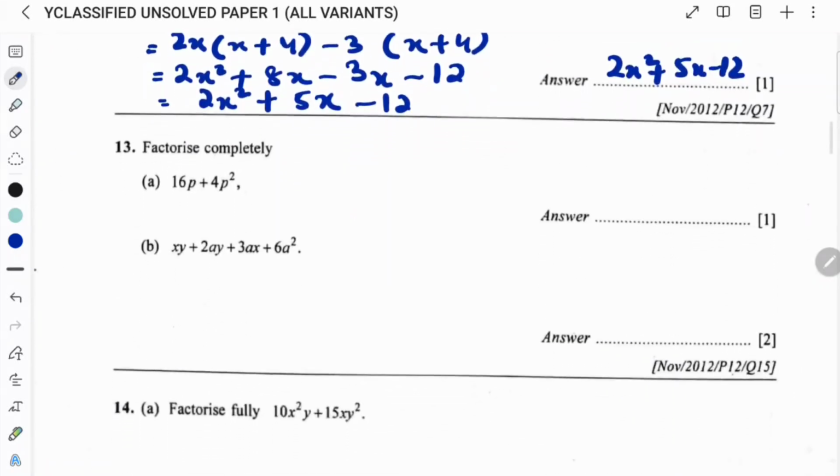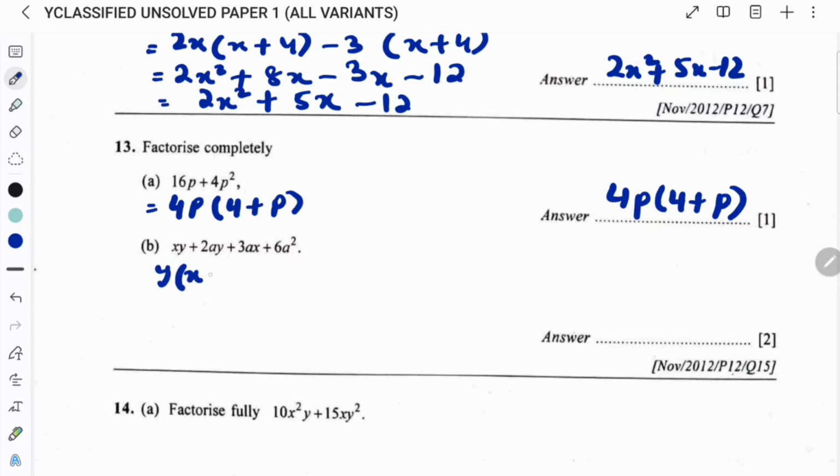The next part, question number 13, factorize the following. Take out common, that is 4p common, and then we'll have 4 left and plus p. So 4p common and 4 plus p. Okay. Now the next part we are going to take the grouping. So here xy and plus 2ay. So what is common? A. x, you will have x plus 2a.